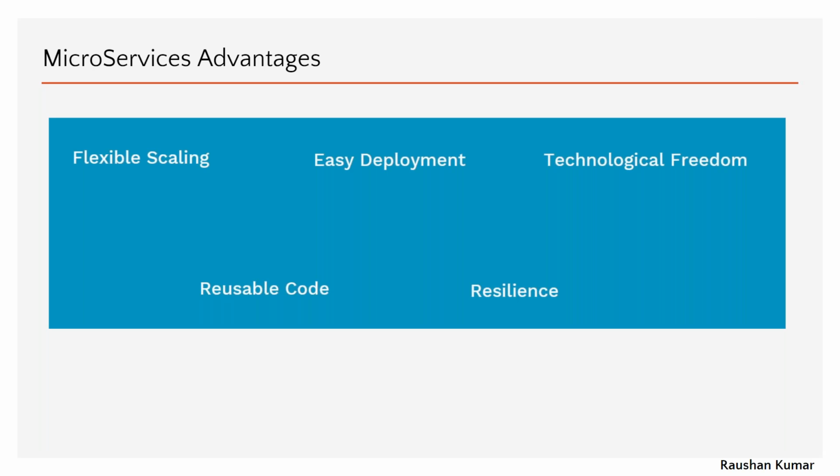So flexible scaling, easy deployment. I have broken down the code. Let's take this example. I have one monolithic application. I have broken down the code, and now I have 10 microservices. If I have a bug in one of the microservices, I can deploy just that microservice. I need not deploy or build the other 9 microservices. So that's why I say easy deployment.